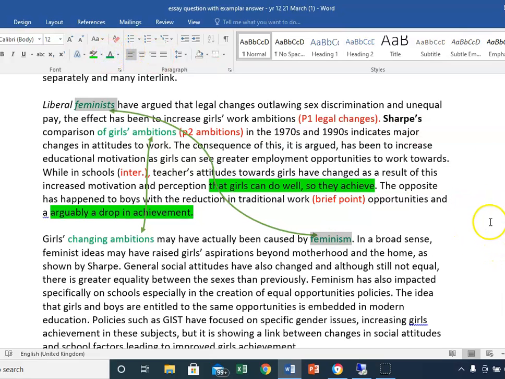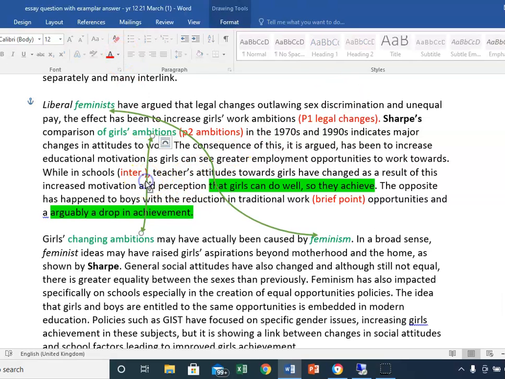In a broad sense, feminist ideas, and of course, the mention of theory, feminism and feminism, may have raised girls' aspirations beyond motherhood and the home, as shown by Sharp. Again, a chain of reasoning thing there. So this is getting really messy. There we go. So Sharp connected to Sharp up there.